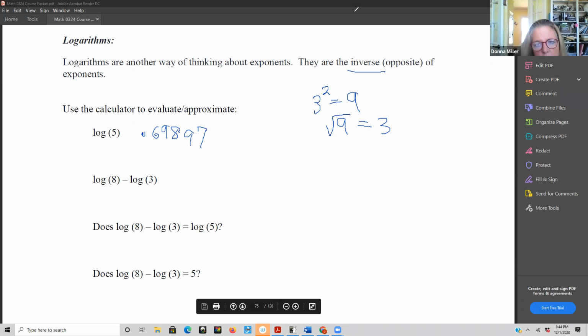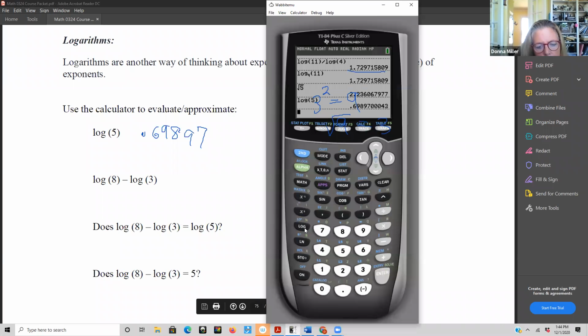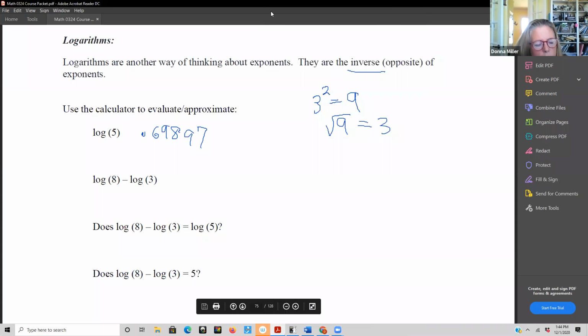All right. So if I do the log of 8 minus the log of 3, I'm just going to plug that in my calculator. So I'm just going to type log 8, close the parentheses, minus log 3. And I get 0.426 about. I'll just round it.